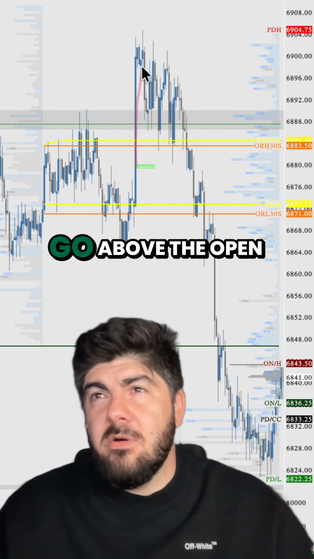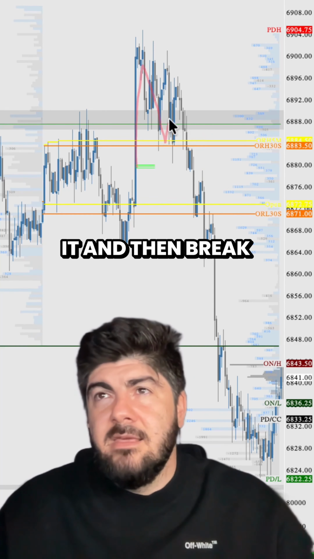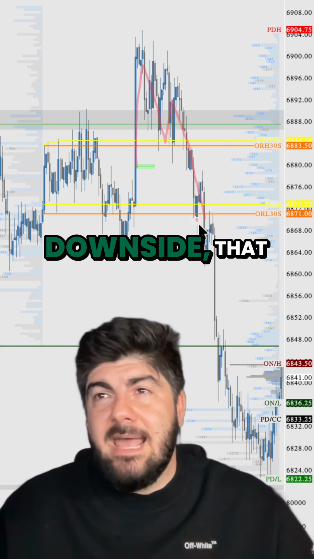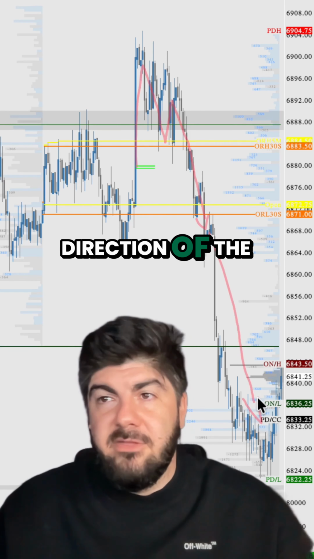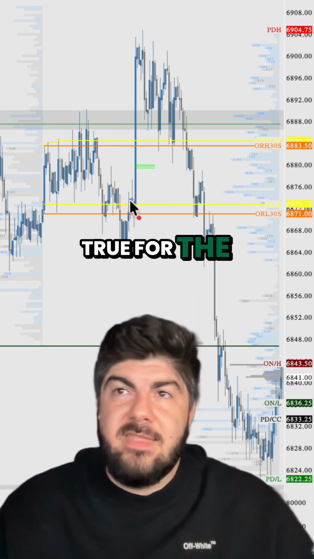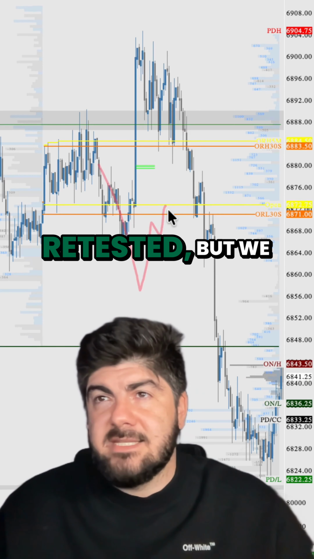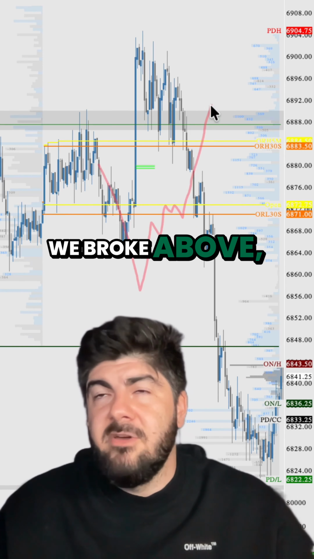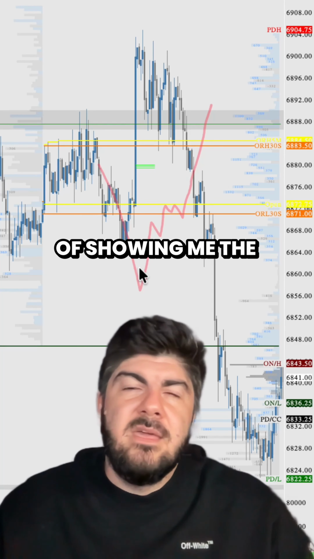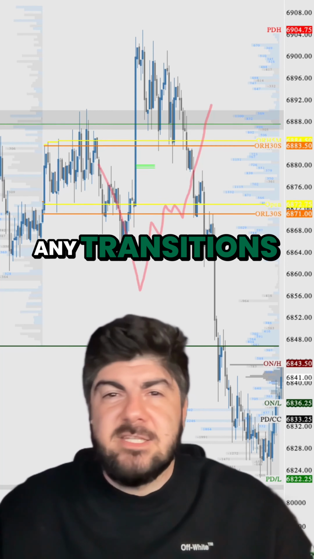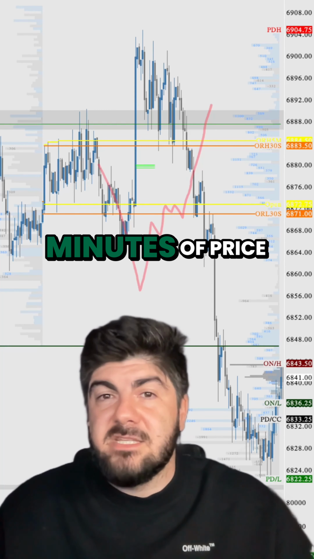On days where we go above the open range and retest it and then break below it to the downside, that tends to be a trend day in the direction of the reversal. So the same would be true for the downside. If we opened bearish, retested, but we couldn't hold and we broke above, this would turn into a bullish day. So this is a really good way of showing me the early on bias and any transitions in the bias based on the 5 minutes of price action.